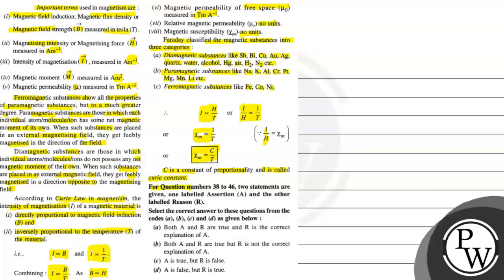Now for questions number 38 to 46, two statements are given, one labeled as assertion and another labeled as reason. Select the correct answer of these questions from the codes A, B, C, and D as given below. Code A says both assertion and reason are true, and reason is the correct explanation of A. Code B says both assertion and reason are true, but reason is not the correct explanation of A. Code C says the assertion is true, but the reason is false, and code D says assertion is false, but the reason is true. So let's read the assertion and reason.